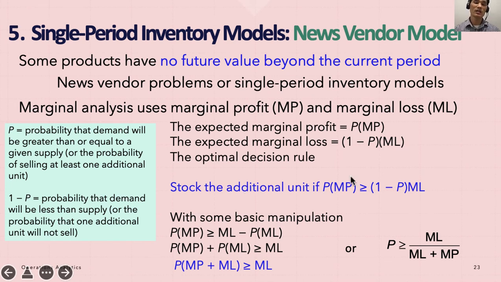If you manipulate that a little bit, you get P times MP is greater than or equal to ML minus P times ML. Therefore, if you rearrange it, P times MP plus P times ML has to be greater than or equal to ML. And if you solve for P, you have ML over ML plus MP. The probability that demand will be greater than or equal to a given supply has to be always greater than or equal to this value.